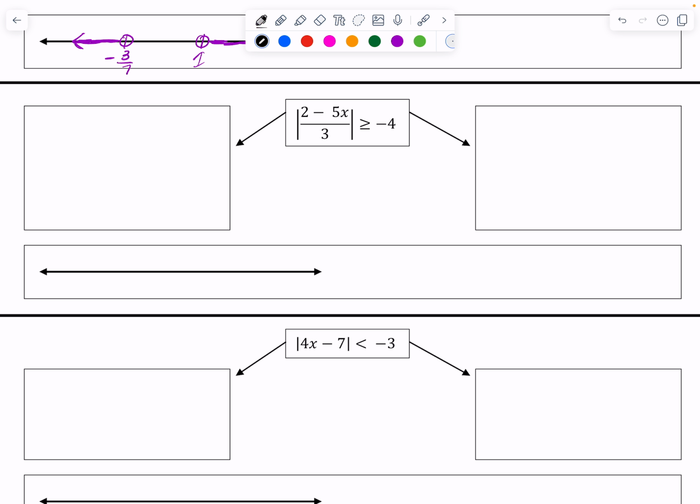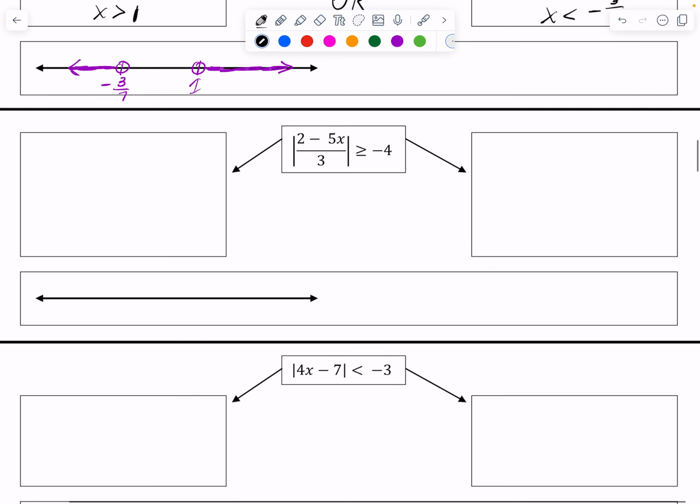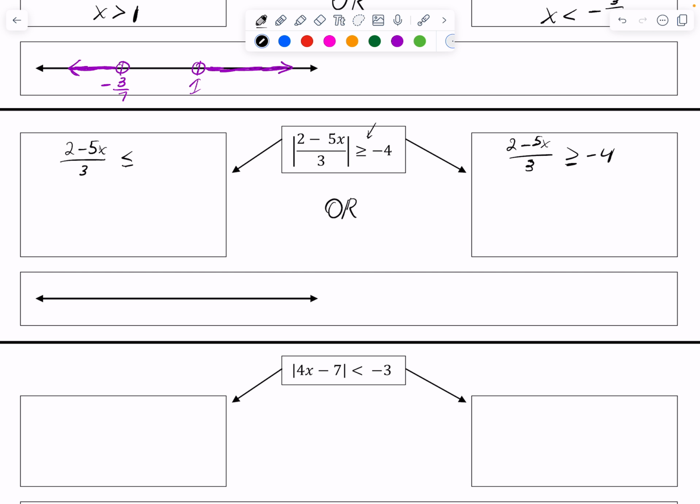This is isolated with this absolute value. So I'm going to go ahead and drop the absolute value and use my word, right? This symbol is greater than or equal to, so greater. I'm going to write 2 minus 5x over 3 is greater than or equal to -4. That's on the right side. And on the left side, 2 minus 5x over 3 is less than or equal to +4.